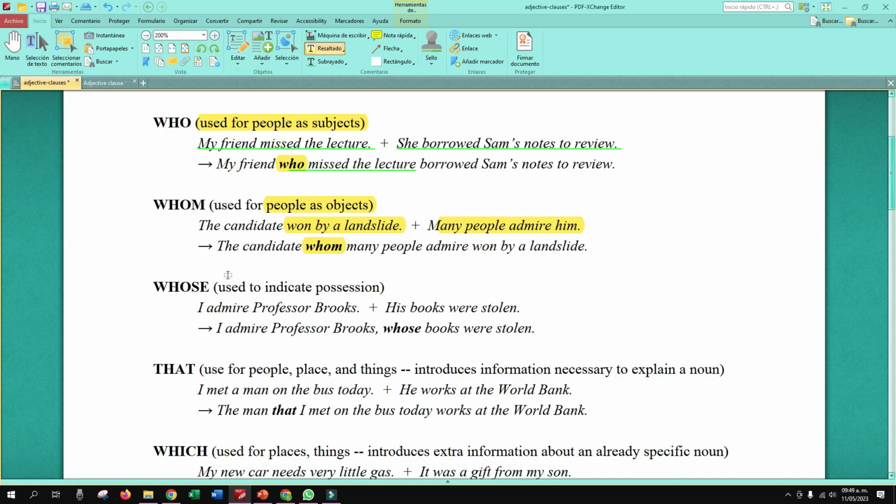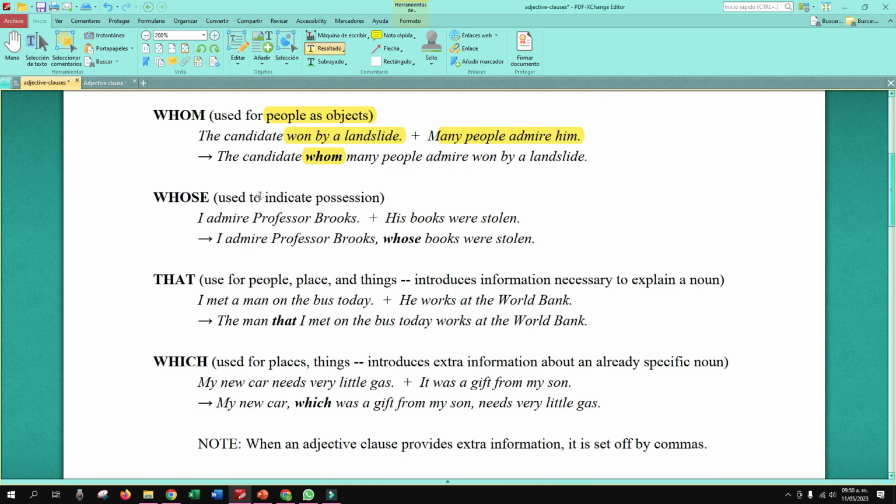What about whose? It is used to indicate possession. I admire Professor Brooks. Plus, his books were stolen. So, I admire Professor Brooks, comma, whose books were stolen. Who is the owner of the books? Professor Brooks, right? That's a possession, so you're going to use whose. I admire Professor Brooks, whose books were stolen, right?